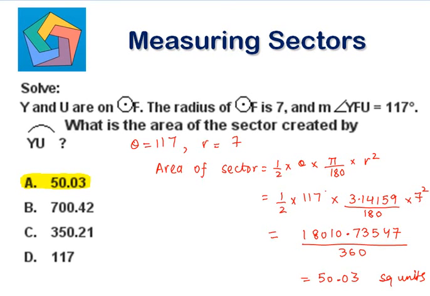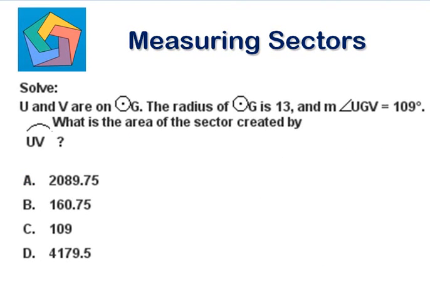Next problem. Solve. U and V are on circle G. The radius of circle G is 13. R is 13. And the measure of angle UGV is 109 degrees. Theta is 109. What is the area of the sector created by arc UV?